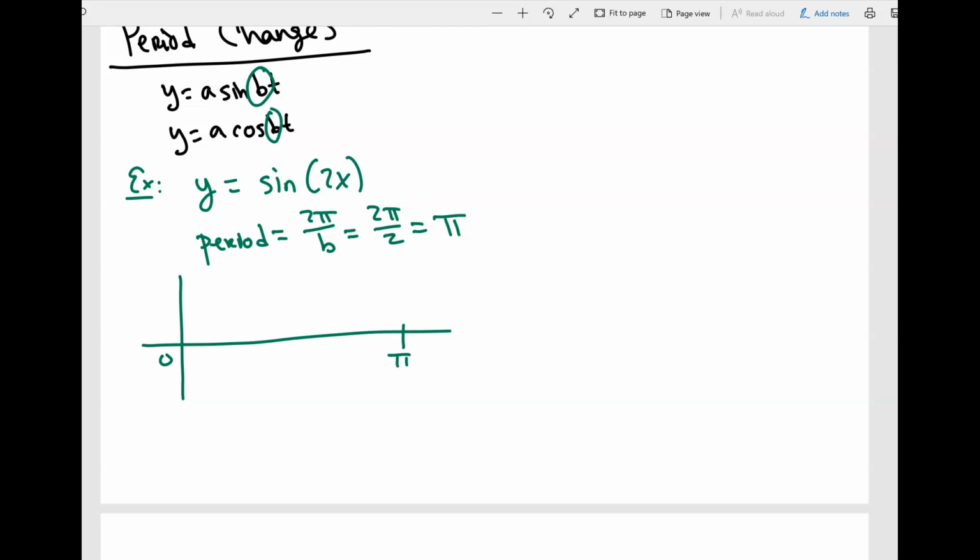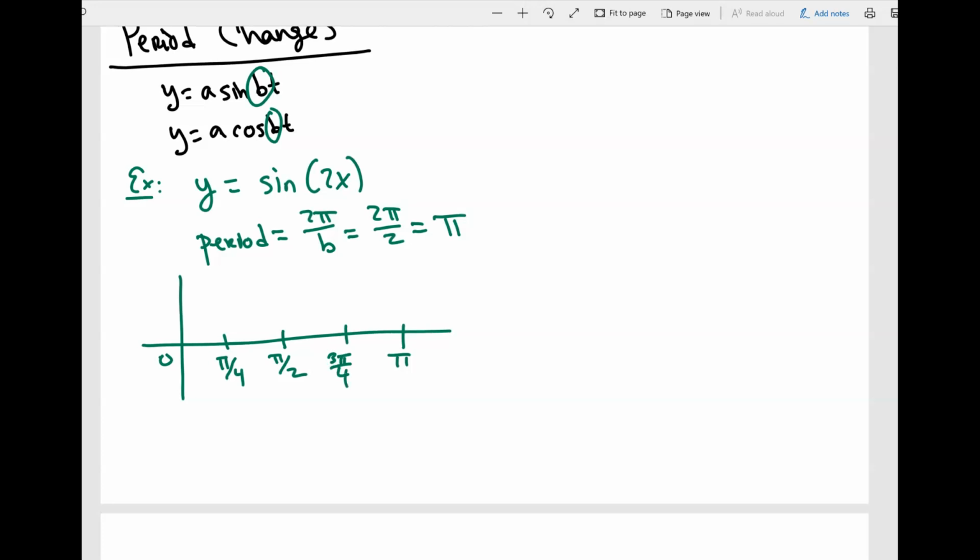Now, all we have to do is think about it in fourths. So what's halfway between 0 and pi? That's just going to be pi over 2. What is halfway between 0 and pi over 2? That's just going to be pi over 4. And then what is halfway between pi over 2 and pi? This one might be a little bit harder to see, but if you think about it in quarters, it's just going to be 3 pi over 4.